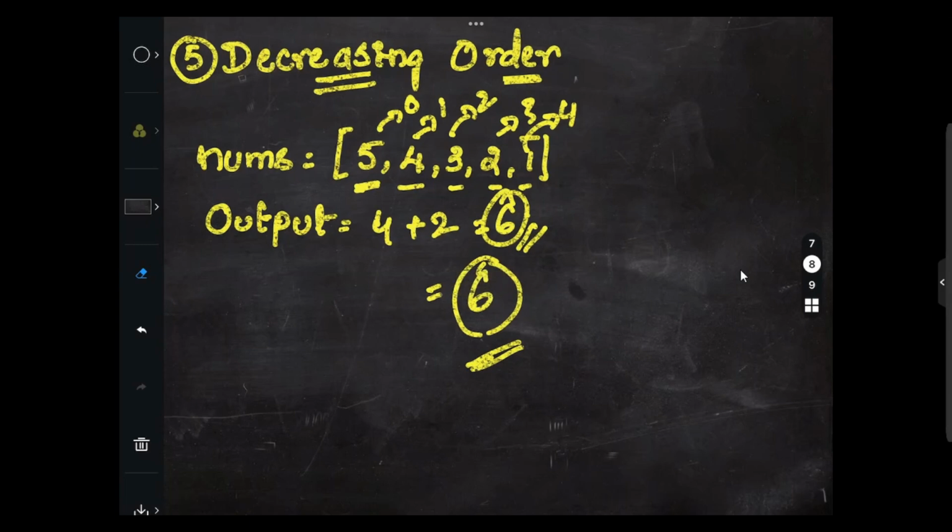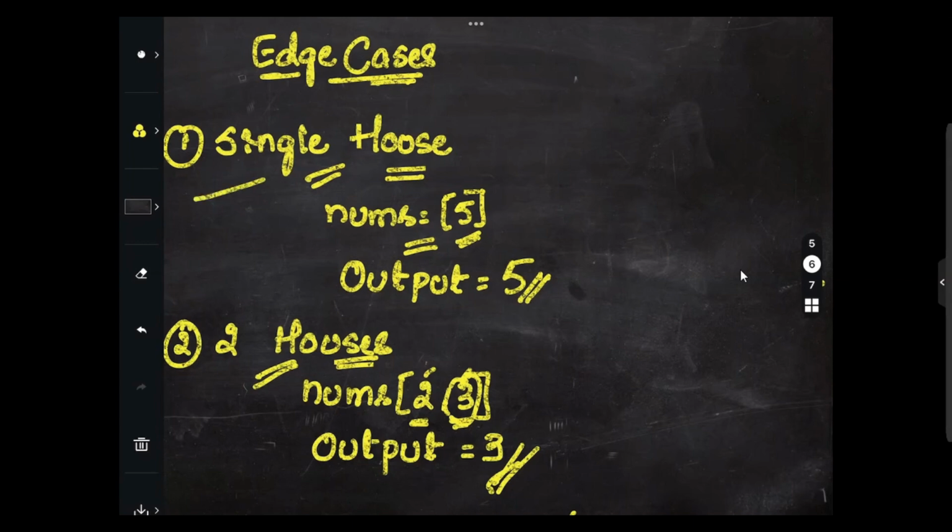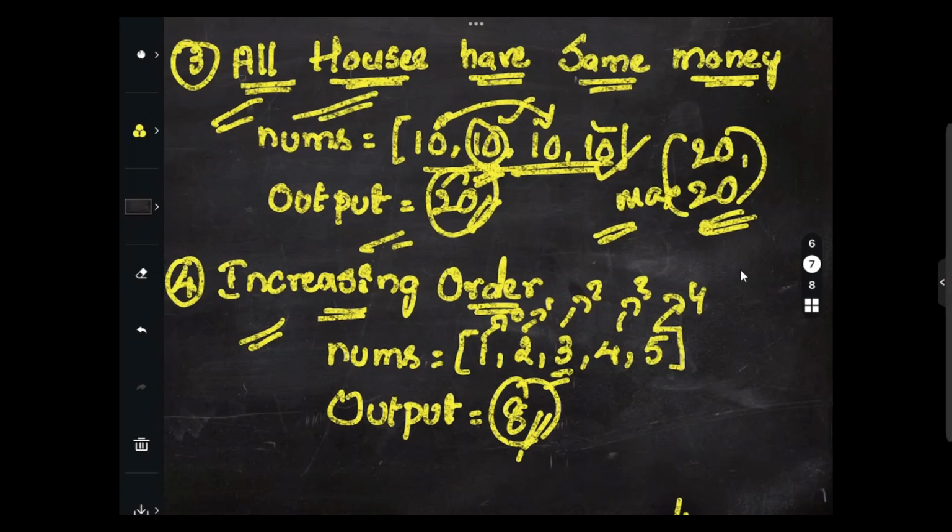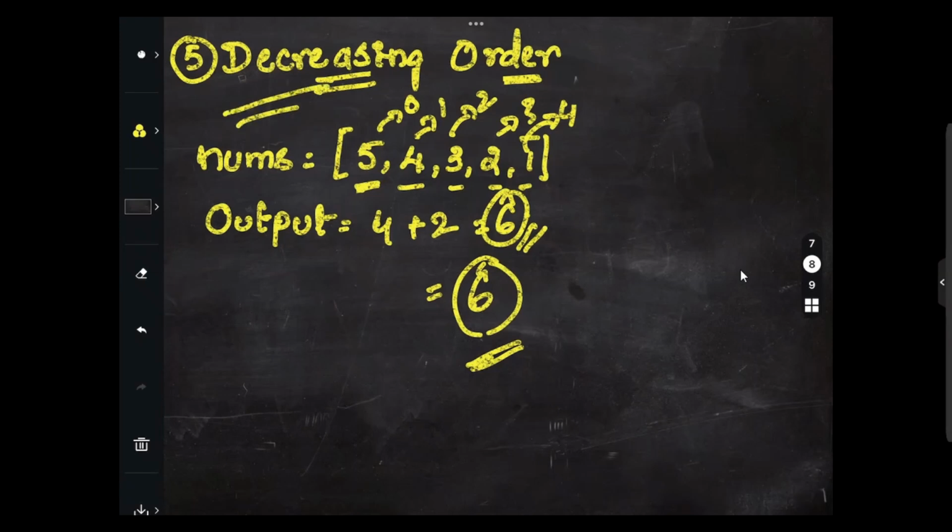So this is the approach that we'll be going with, and I hope all the edge cases are clear as well. So what are the edge cases that we discussed here? The first edge case is a single house. The second edge case is two houses, and the third edge case is all houses have the same money. The fourth edge case is increasing order, and the fifth edge case is decreasing order. So I hope all the edge cases are clear here.